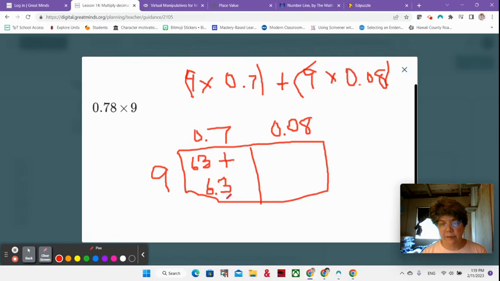Remember, it's named after the last digit. And then 8 hundredths times 9. Well, 8 times 9 is 72, right? Getting our good practice on our multiplication. 72 hundredths, and 72 hundredths looks like this, because as we know, it's named by the last digit, right? If the 2 is in the hundredths place, then this is 72 hundredths.